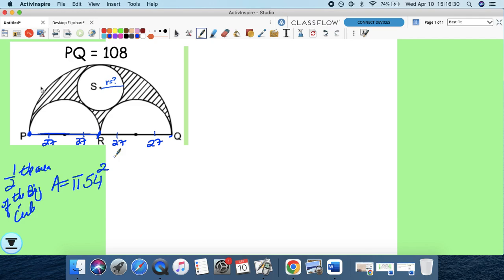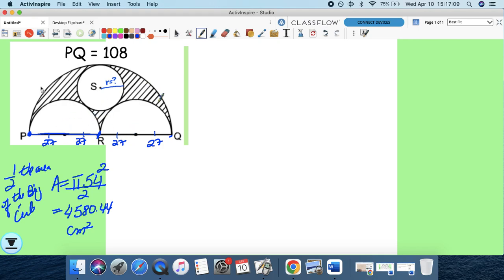So let's do that. 54 to the second power, times pi. We get 9,160. Sorry, I should have done this: divide by 2. That gives us 4,580.44 square centimeters. So that's the area of the half circle.